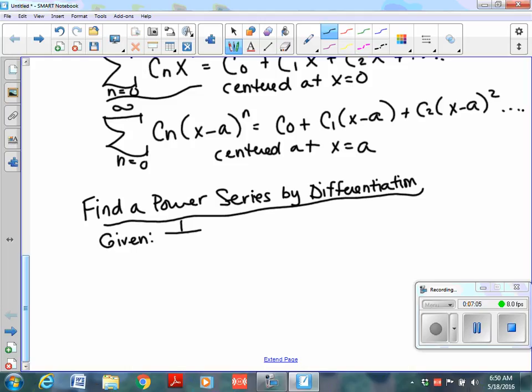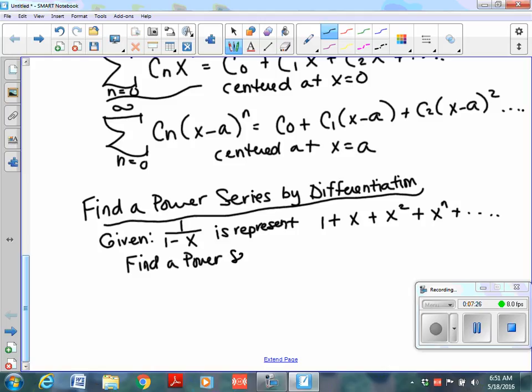1 over 1 minus x is represented by this. They're giving you 1 plus x plus x squared plus x to the n plus dot dot dot. They want you to find a power series using differentiation. So 1 over 1 minus x equals 1 plus x plus x squared plus x to the n plus dot dot dot. And we're doing this by differentiation.